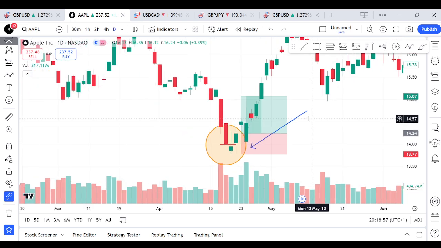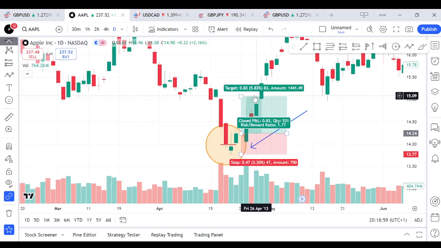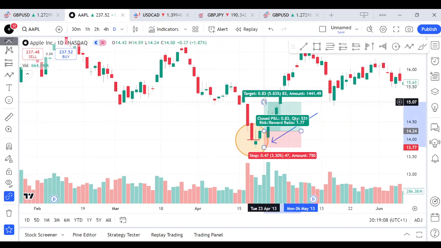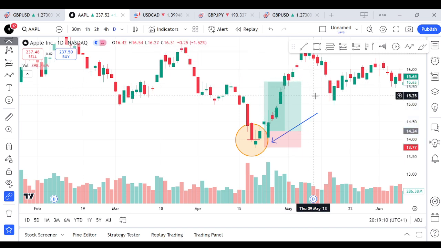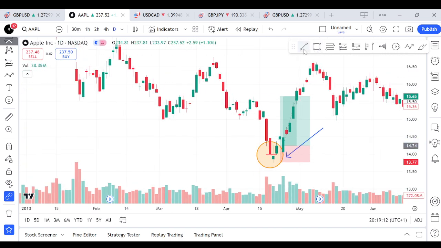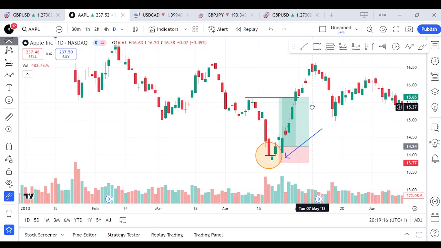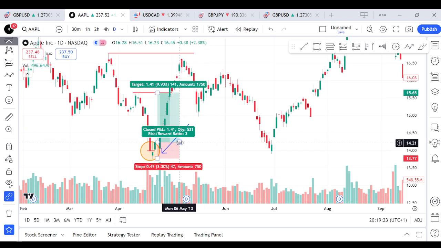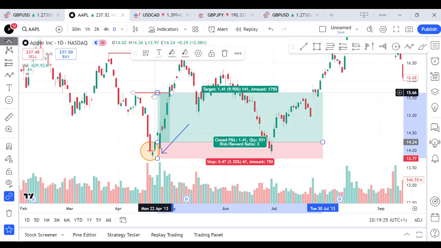So your take profits could be at the nearest resistance level, or the previous swing high, or a key Fibonacci retracement level, or you could just target 1:1, 1:2, or 1:3, targeting this previous resistance level here, or we could target this one here, and we were able to reach there.